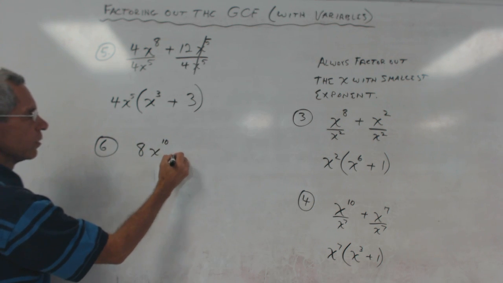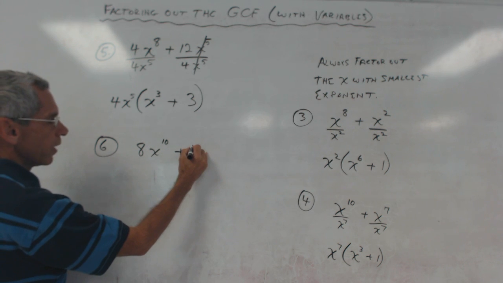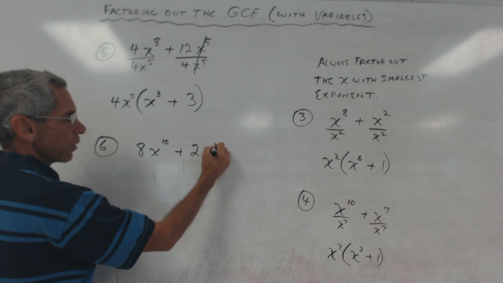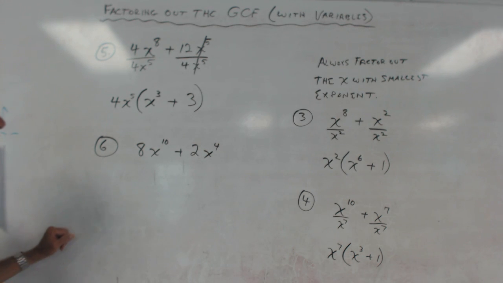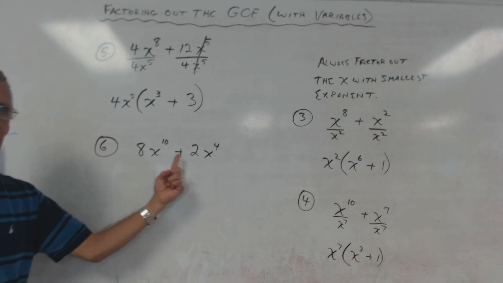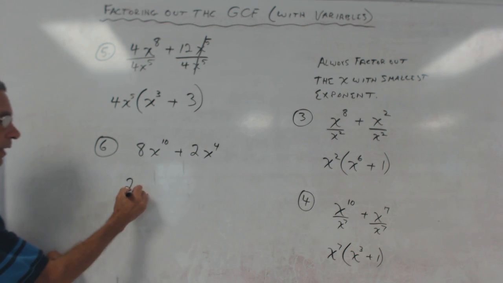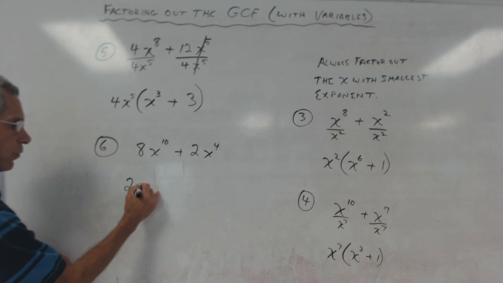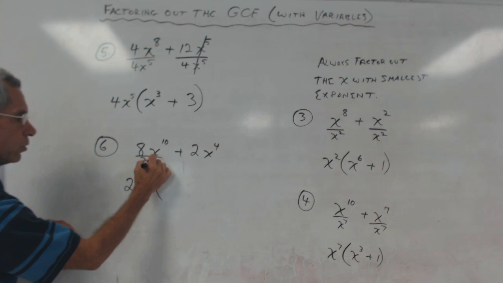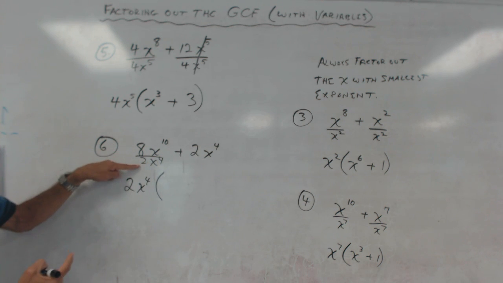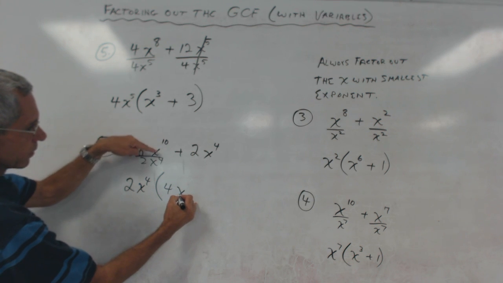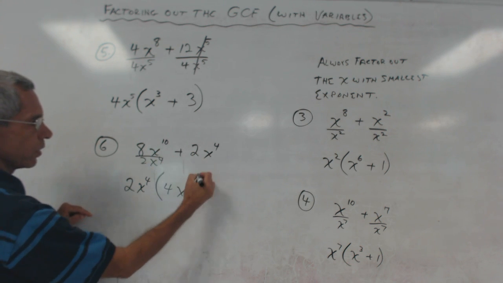8x to the 10th plus 2x to the fourth. What's the greatest common factor between 8 and 2? 2. And then within the x's, it's x to the fourth, right? Parenthesis. Now I'm going to divide this by 2x to the fourth. What's 8 divided by 2? 4. And then x to the 6, right? 10 minus 4.